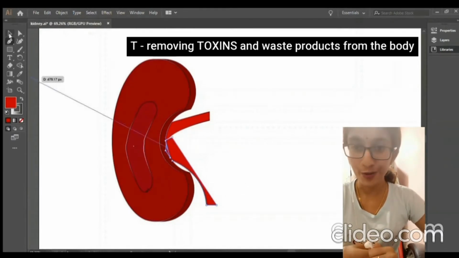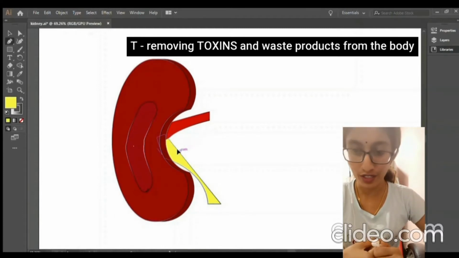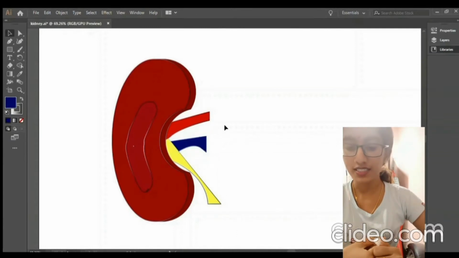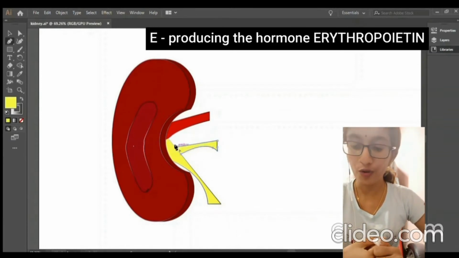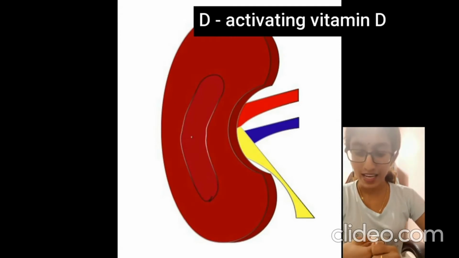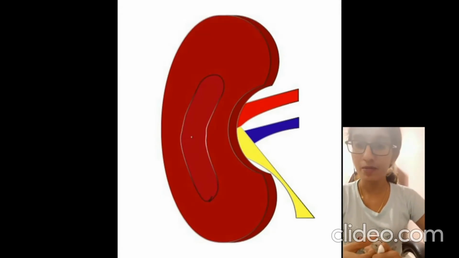T stands for removing toxin and waste product from your body. B stands for controlling blood pressure. E stands for producing a hormone, erythropoietin, and D stands for activating vitamin D. These are the 7 main roles of a kidney.